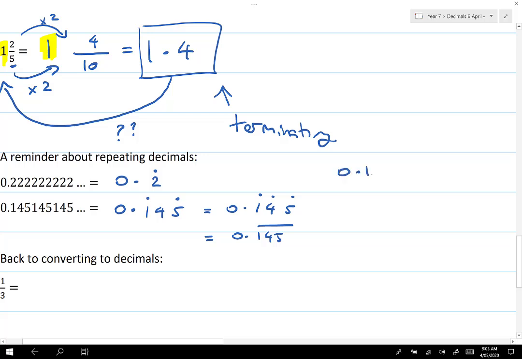I should probably also show you this example. So let's say I had that. Well, that's 0.19 with the dot only over the 9, because the 9 is the only thing that repeats.